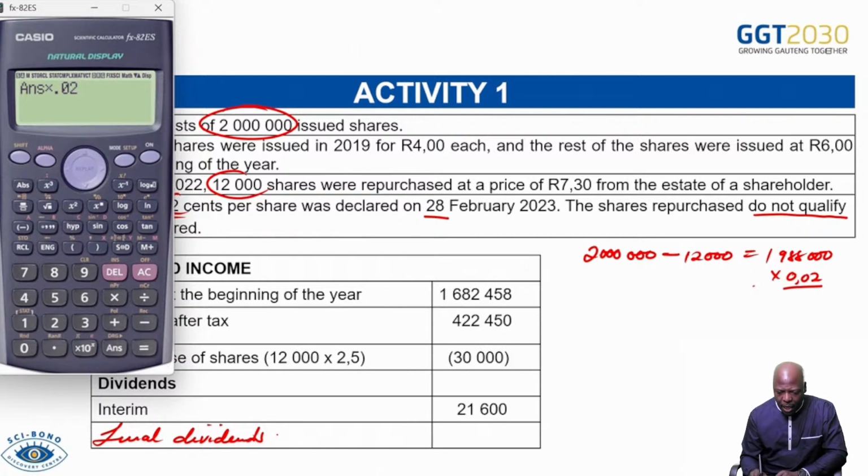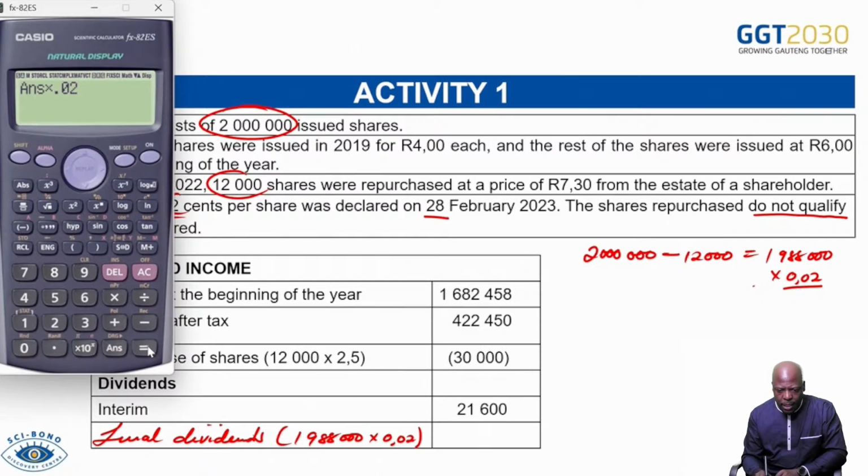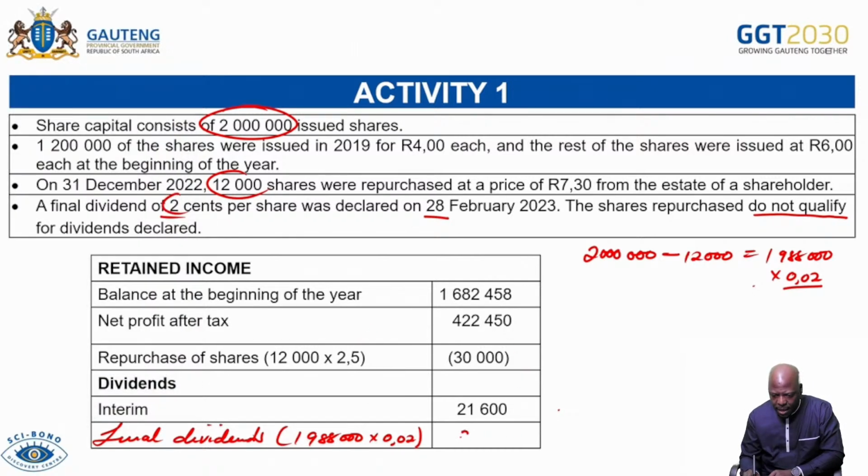Let me just come here to show the calculation. It's 1,988,000. Then I multiply that by 0.02. And that is now going to give me 39,760. That becomes my final dividend.